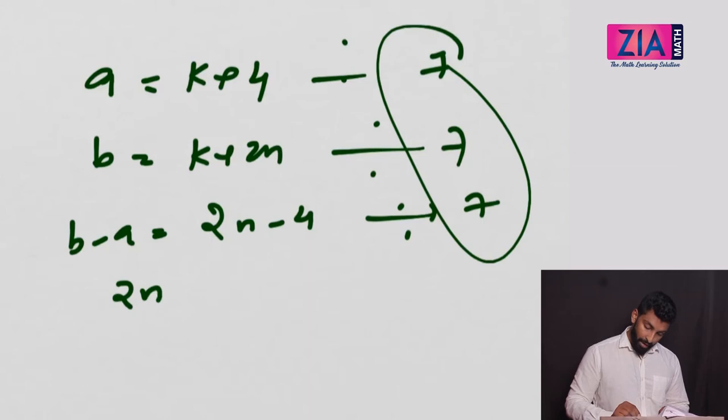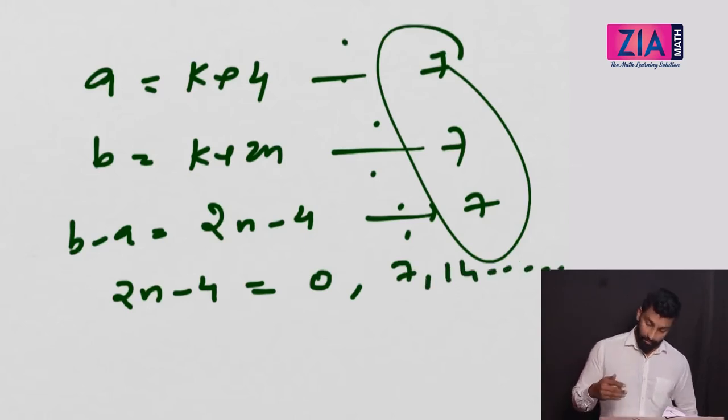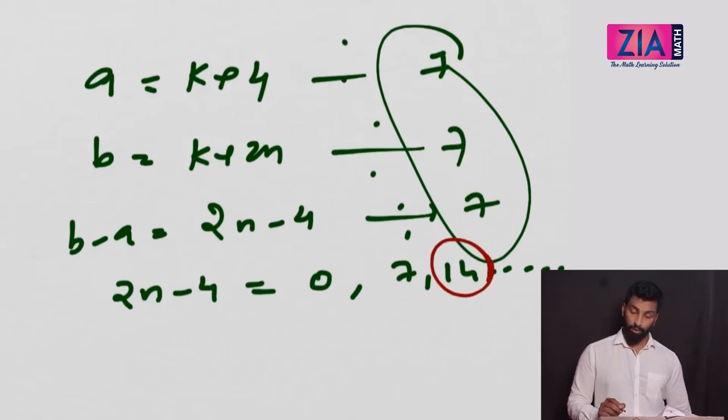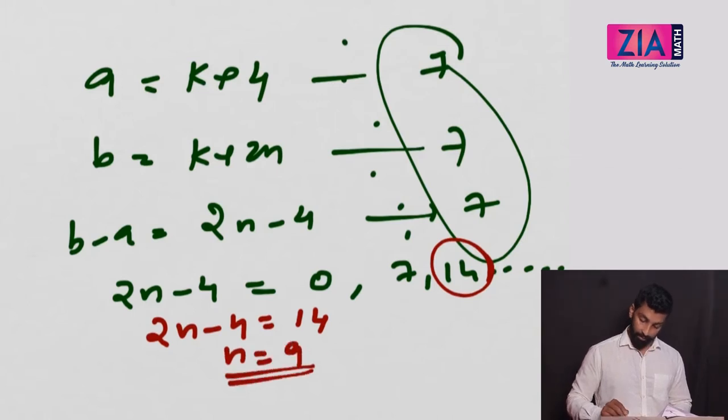Now 2n minus 4 is divisible by 7. What does it mean? What are the possible numbers? 0, 7, 14, etc., right? So any of these can be the number, but if you need to get a minimum integral value of n, it should be 14, okay? 7 is not possible, 0 is not possible. So basically 2n minus 4 is equal to 14, and from this you can understand n is equal to 9.